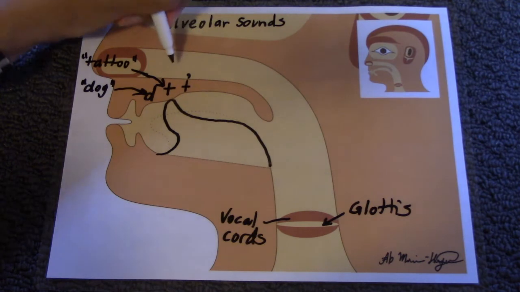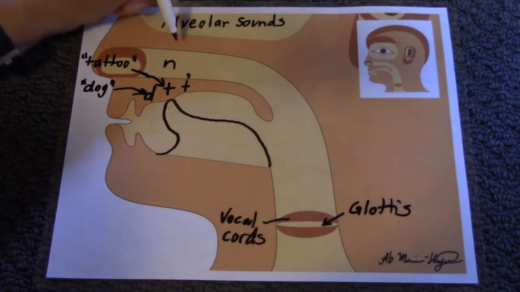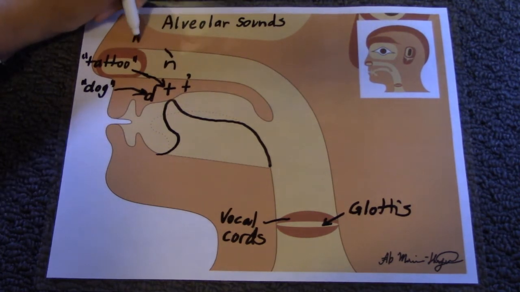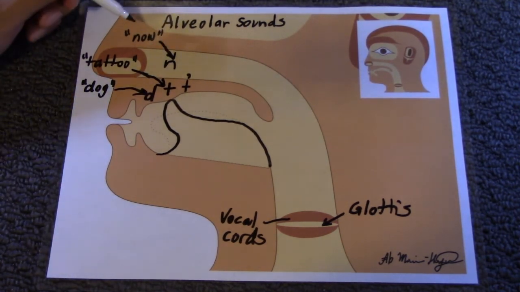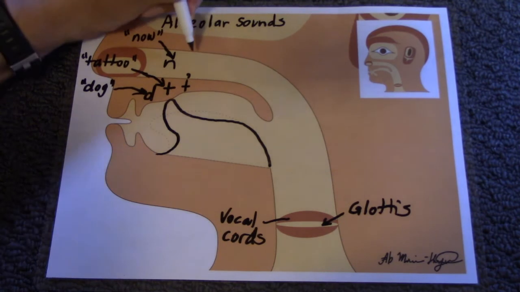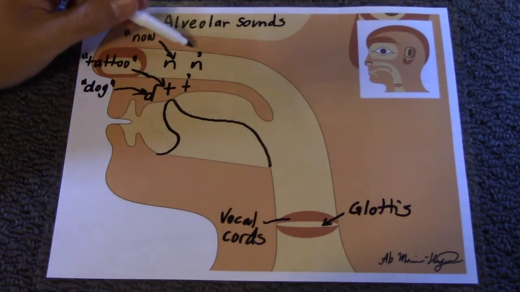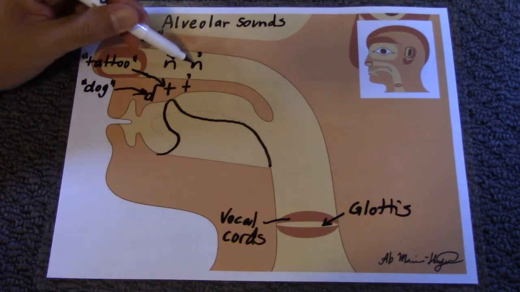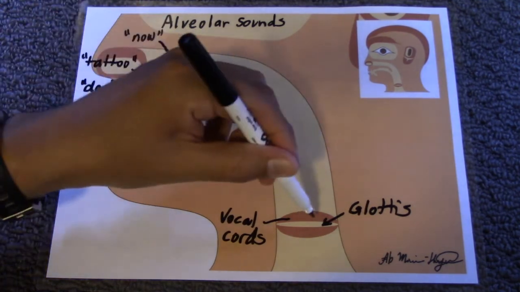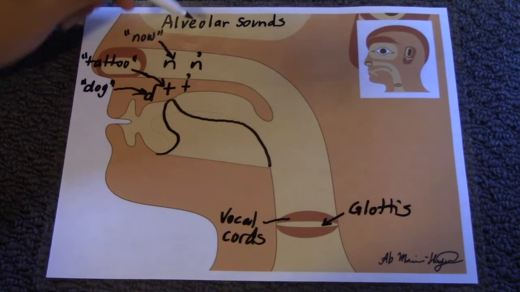We also have the letter N, as in the English word now. And we also have an N with the apostrophe over top of it. So this acts the same way as it does with the T. We're closing our vocal cords and then releasing that N sound.